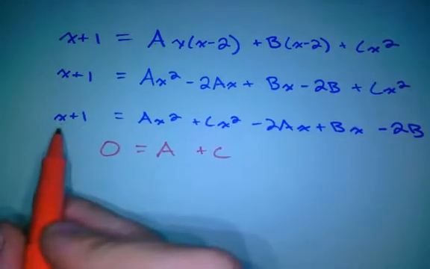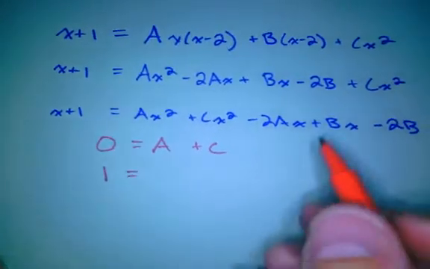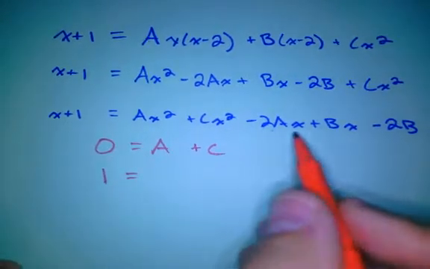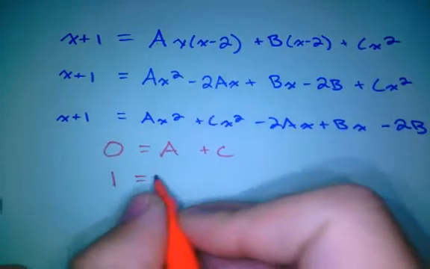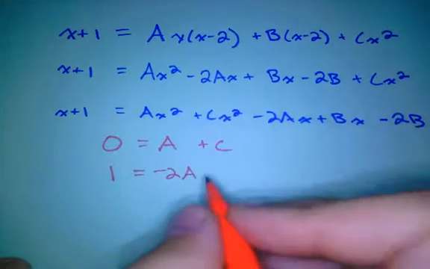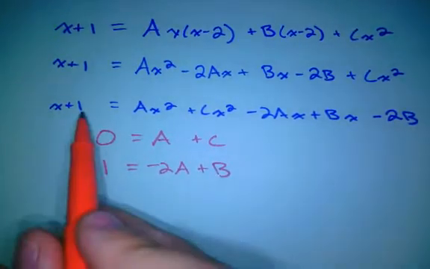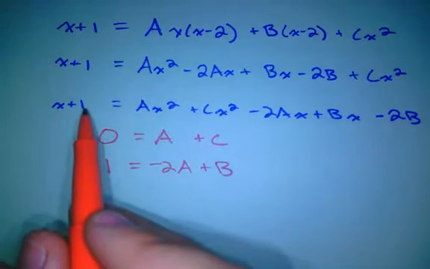Okay, let's talk about the x's. What's the coefficient in front of x? 1 equals, in front of the first x is a, and then the next one is going to be b. And then the coefficient for the last one is 1.